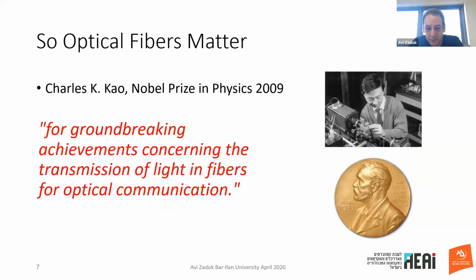And the citation of the Nobel Prize reads: for groundbreaking achievements concerning the transmission of light in fibers for optical communication. Interestingly enough, Charles Kao did not write a patent on this invention because he said he wanted to give the optical fiber to the world. This is something for many of us in academia to think about.